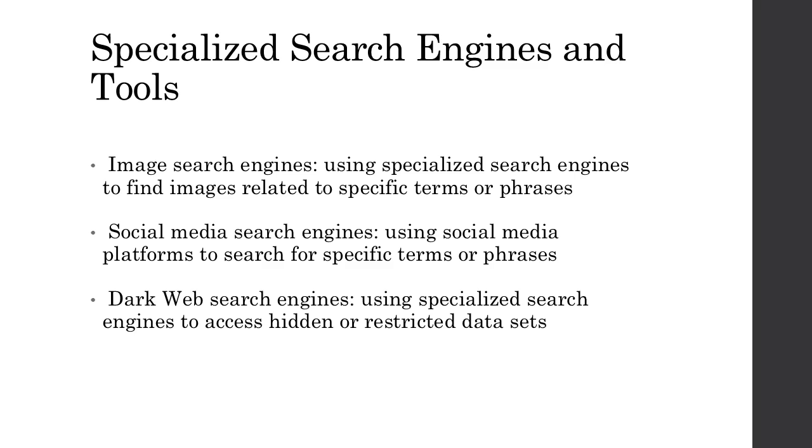Social media search. Suppose you are trying to remember the name of a friend from college who posts about environmental issues on Facebook. A social media search engine can help you find your friend's posts using keywords like environmental activism. Dark web search engines. Picture this: a journalist researching sensitive information for a story, but it's not publicly available. A dark web search engine might be used to access restricted data sets, helping the journalist uncover important facts. These specialized search engines and tools can save time and help you find what you need.